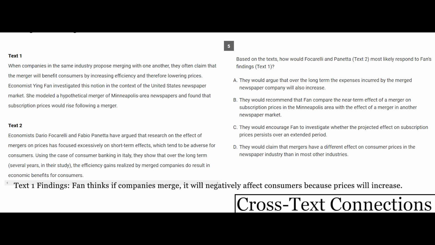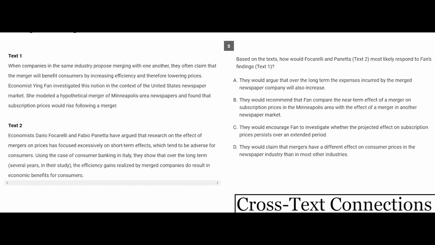The next objective is to figure out what text 2 would say about this statement. The first sentence in text 2 states that the harmful effects that consumers face are short term. Now we have to return to the question, what would text 2 respond to the findings in text 1? Well, they would say those findings are not reflective of reality because they only show the short term effects. Any answer that does not talk about time is most likely wrong, and this leaves us with choice C.